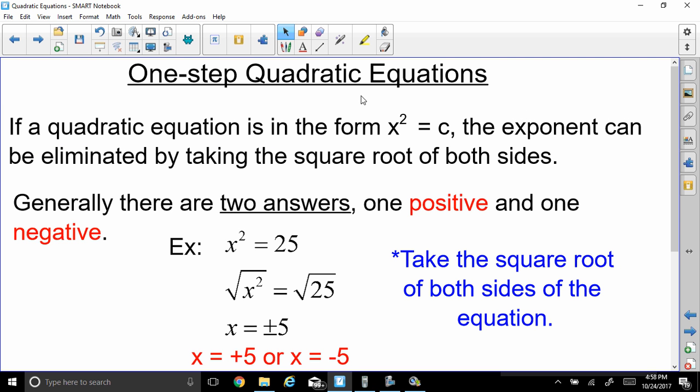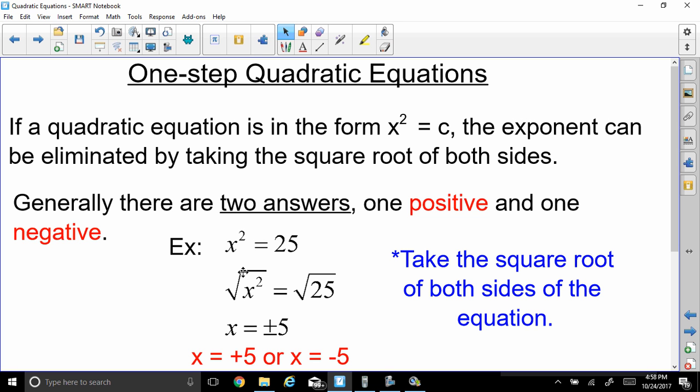One-step quadratic equations. If a quadratic equation is in the form of x squared equals c, the exponent can be eliminated by taking the square root of both sides. Generally, there are two answers. One's positive and the other is negative. For example, x squared equals 25.